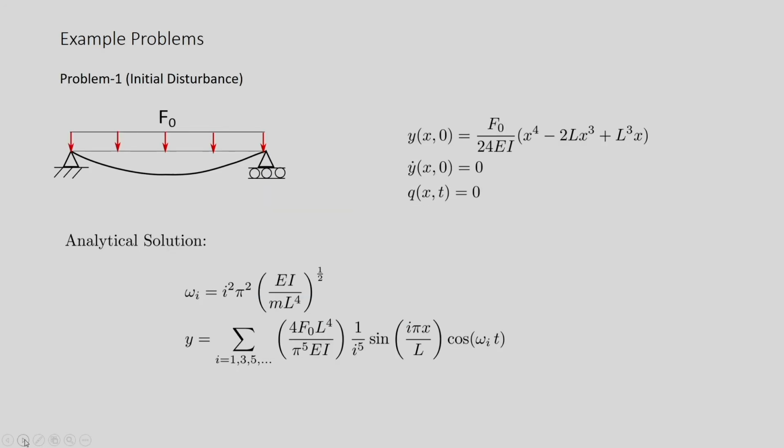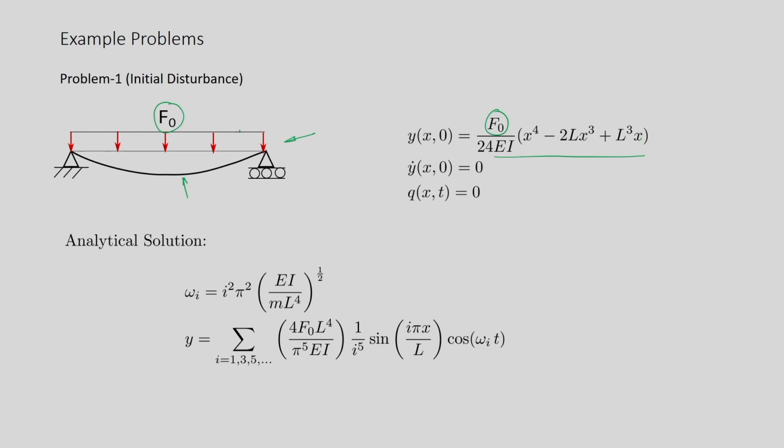Now today I will be discussing two problems. One is a simply supported beam. Initially we have a uniformly distributed load. As you see, this is the deflected shape, and the displaced shape is given because of the uniform load.